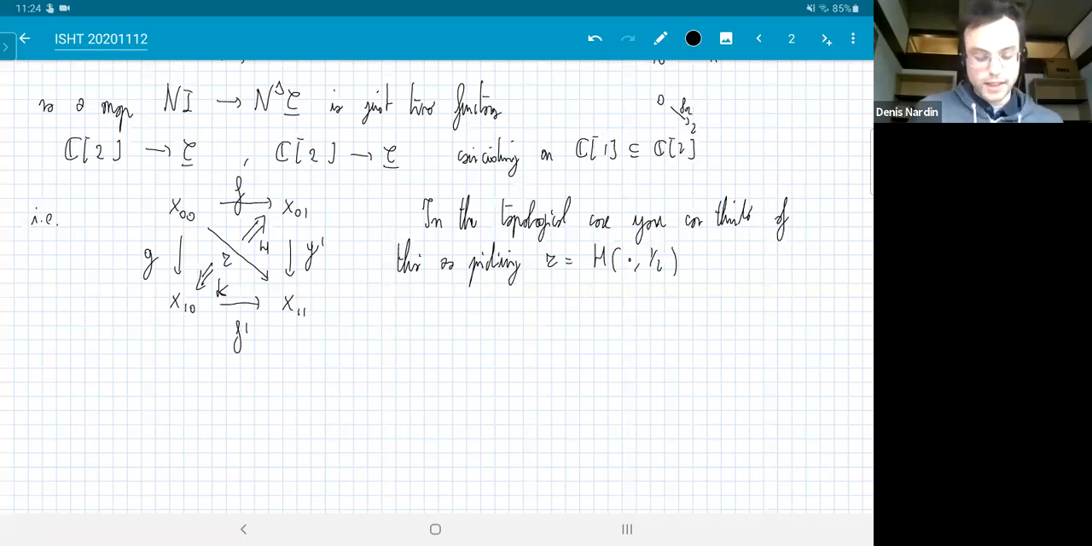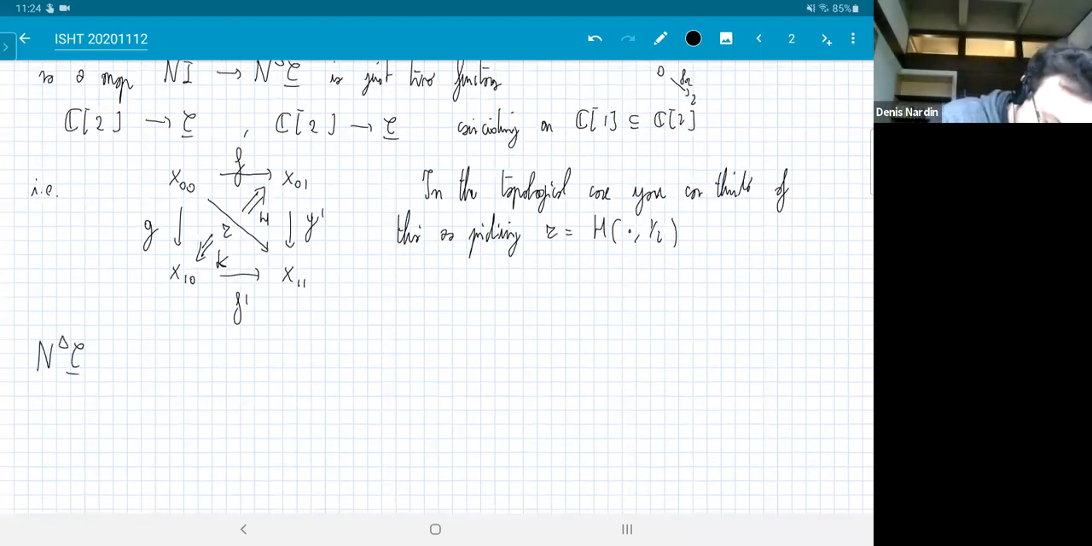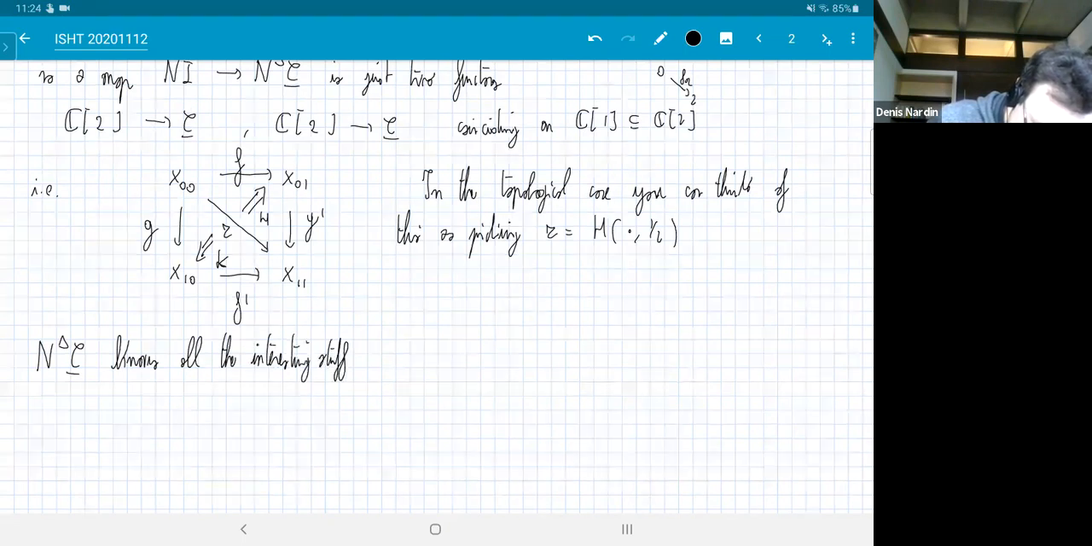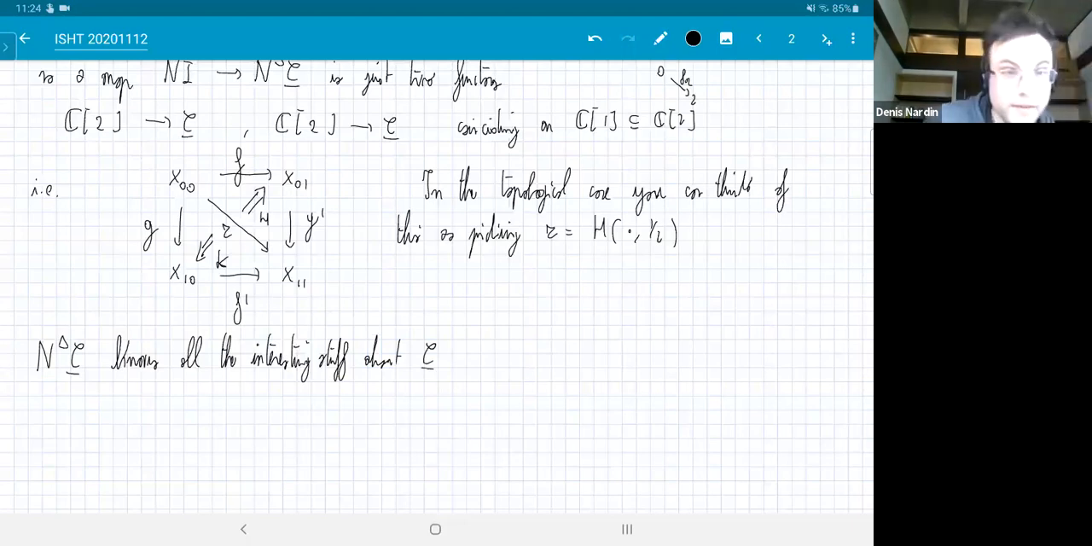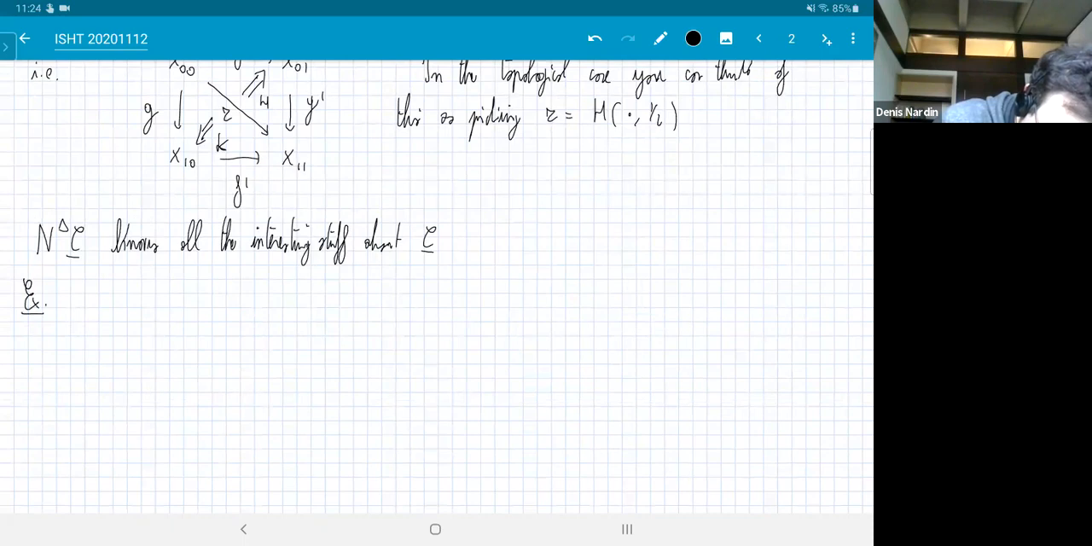But now I'm going to play another switcheroo. And that is the fact that we are actually more interested in these coherent nerves than in the Kan-enriched categories themselves. On some level, because if you think about it, N_Δ of C underline knows all the interesting stuff about C underline. And to give you a first motivation, let me give an example.